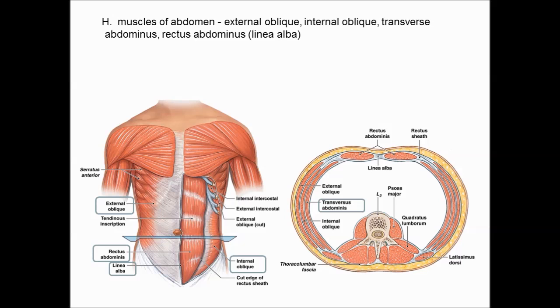Okay, this is, I think, a better diagram of those layers from another perspective. So here's the external oblique. Here, the internal oblique is over here. They pulled the external away. Here's the rectus abdominis, and the transverse abdominis would be way over here. So anyway, all the layers are there, and this is another way to look at it.